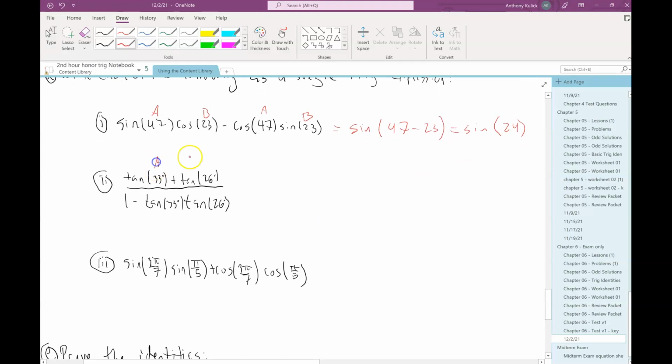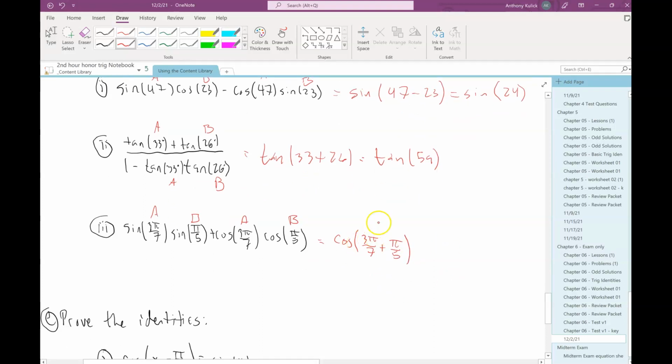Again, same idea here, A's and B's. If I look at my tangent formula, this is the sum for tangent. So I have tan 33 plus 26, or tan 59. Again, I'm going to think about these as A's and B's. So this is the difference for cosines. So this is going to be cosine of A plus B. The only catch here is now I have to make a common denominator and do all that jazz.